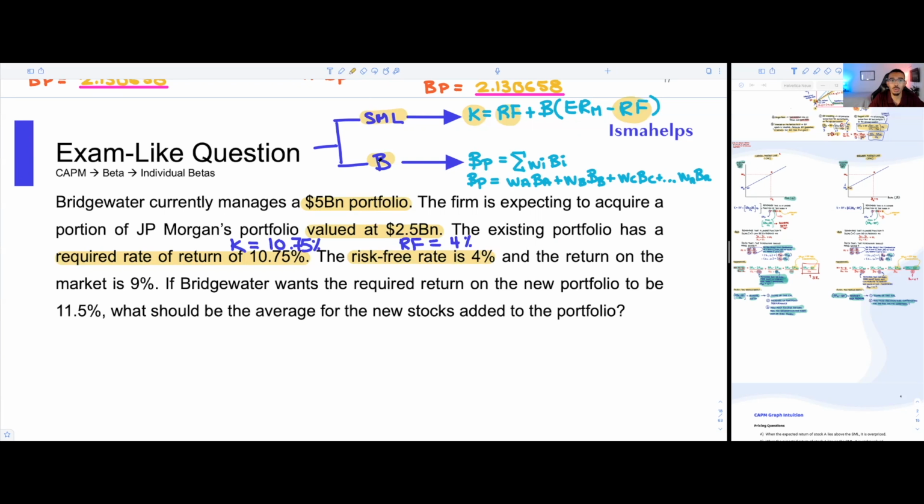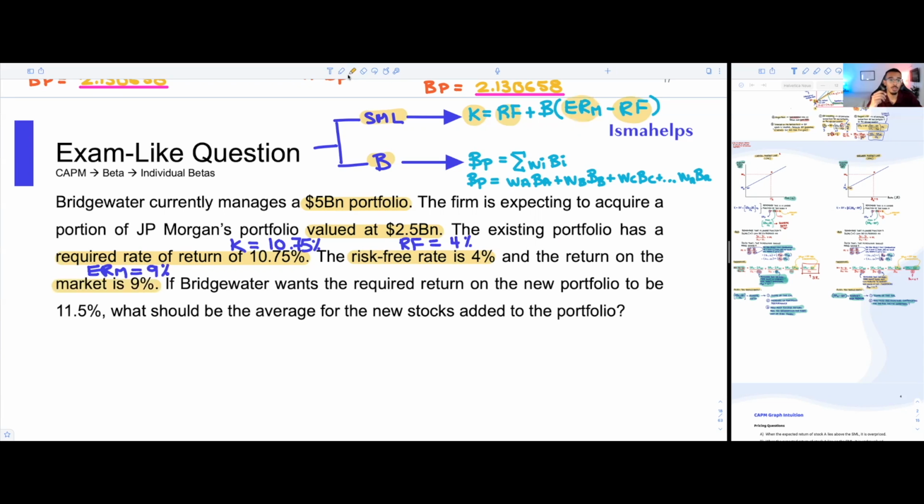And then we're told that the return on the market is 9%. This is amazing, we have the RM as well. So already we know that we're missing one little thing, and that's beta. But let's continue reading the question.